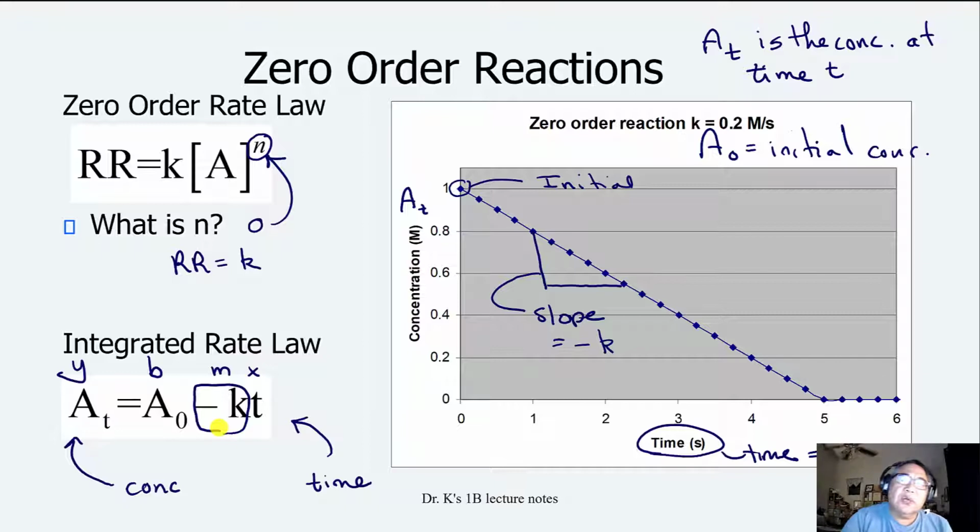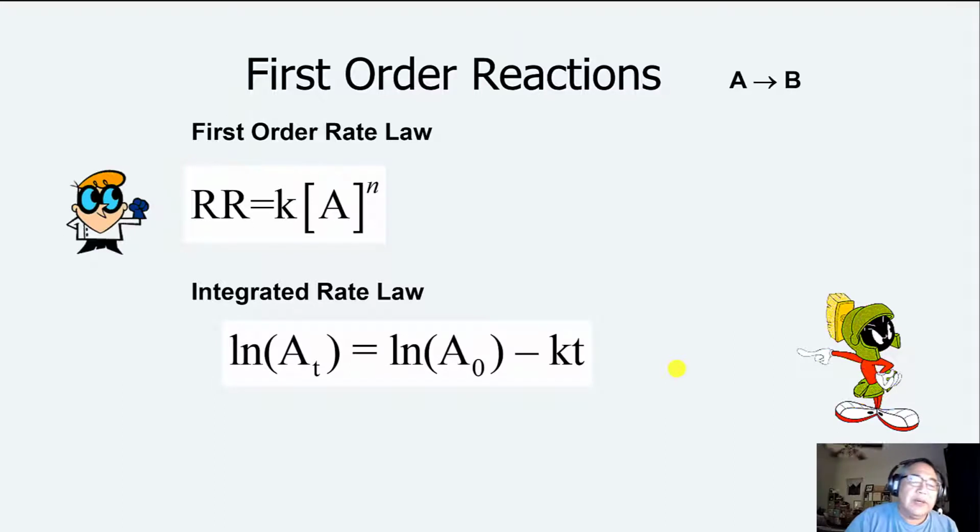Now, how do you know it's zero order? Because it'll look like this. It'll have no change in slope over time.